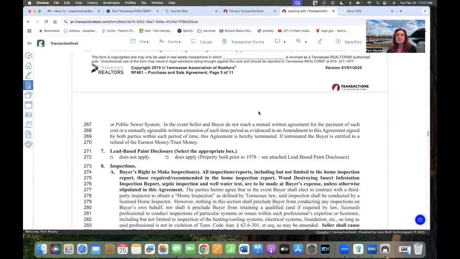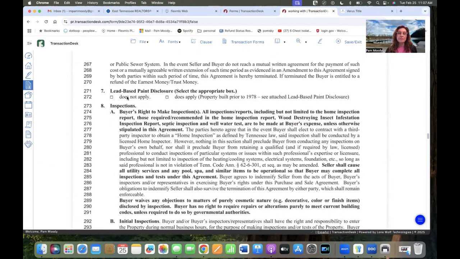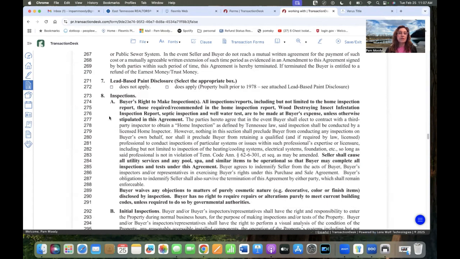So there's so many places in here where you're entitled to the earnest money if things are not fulfilled. Lead-based paint disclosure. So that's a separate thing, and we can go over that. If the property is built before 1978, there's going to be a lead-based paint disclosure that you will have to sign and get a little bit educated on.